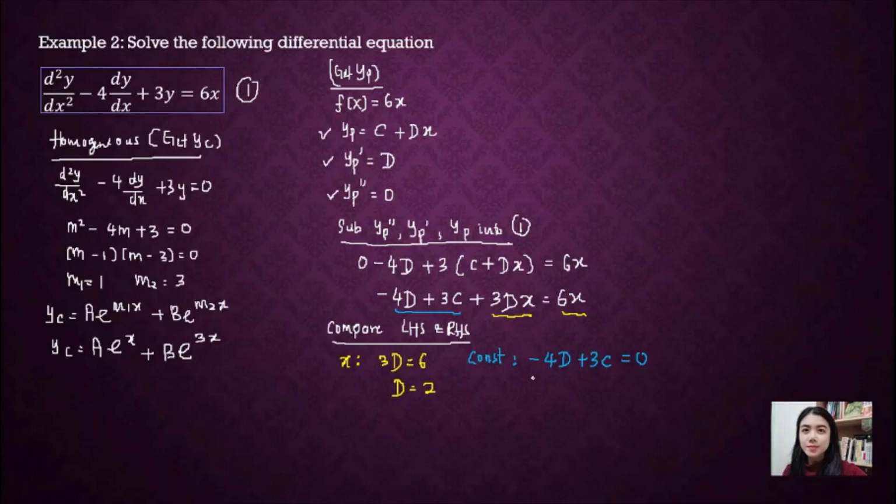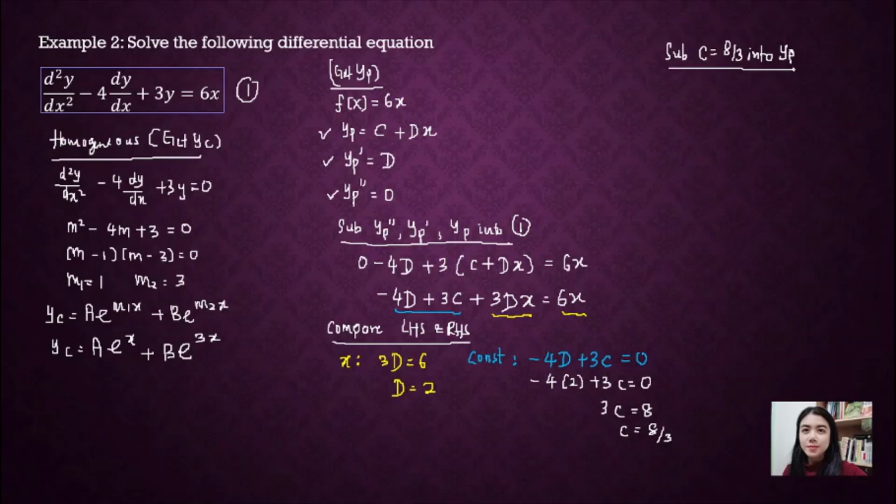Your d here, the value of d is actually 2. And then you're going to solve this one. So you will have 3c equal to 8, and your c is actually 8 over 3. Let's just substitute your value of c, that is 8 over 3, into your yp.